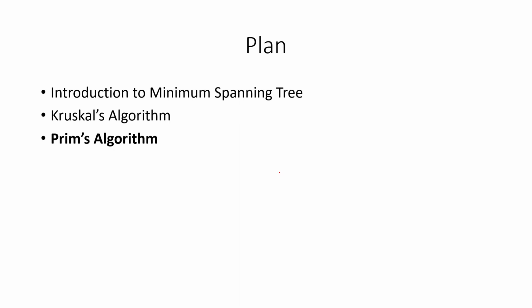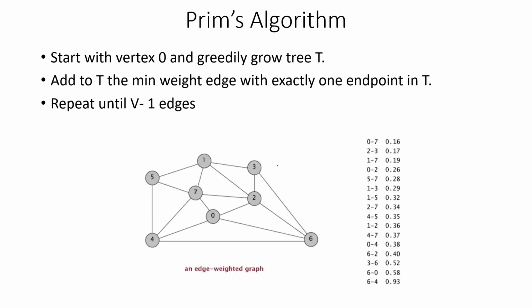Next, we'll talk about Prim's algorithm. So what is the idea of Prim's algorithm? In Prim's algorithm, we start with vertex 0, and we gradually grow our tree T. For example, we start with 0, consider all the edges connected to 0, and choose the edge with the minimum weight. And we repeat this until we have V minus 1 edges.